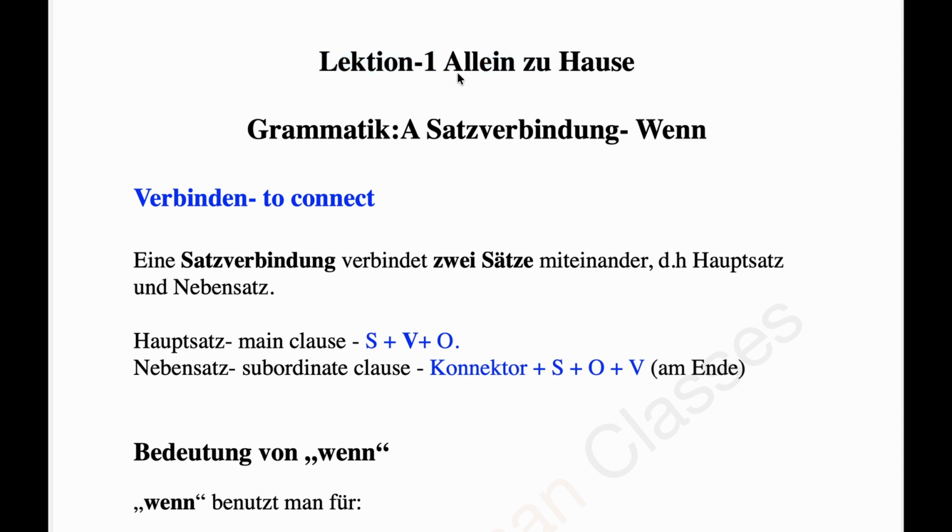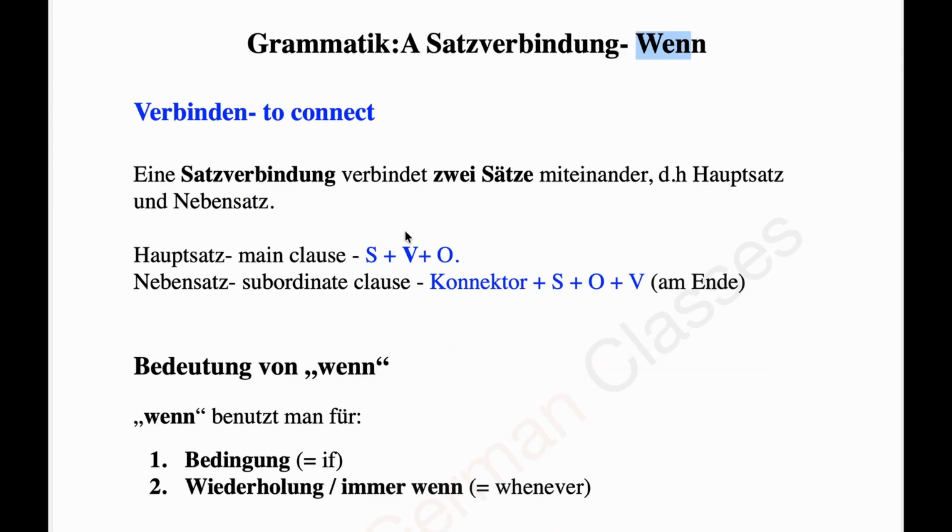Our chapter's name is Allein zu Hause, which means alone at home. Okay, Lektion 1. So Grammatik is the very first topic. Satzverbindung, sentence connector, wenn, and the connector's name is wenn. Before directly coming to wenn, we should know what is a connector. Why do we use a connector, right?